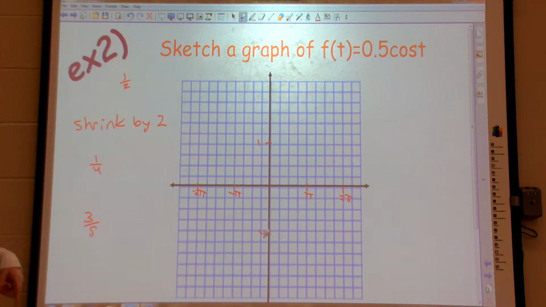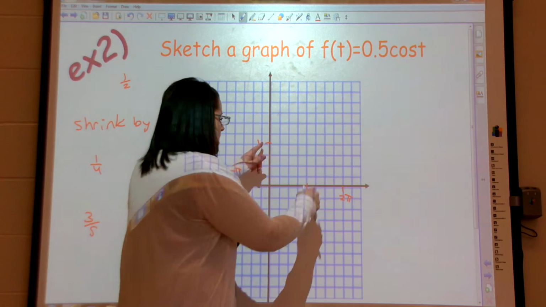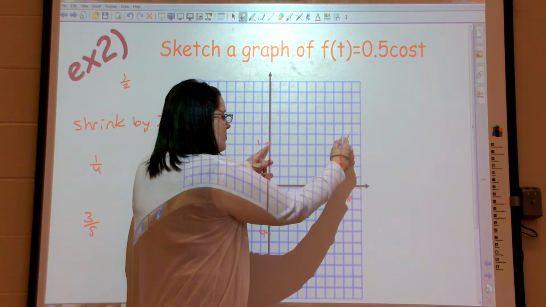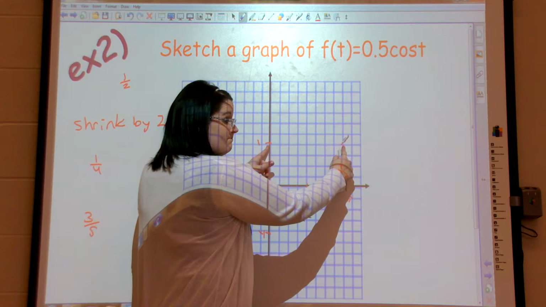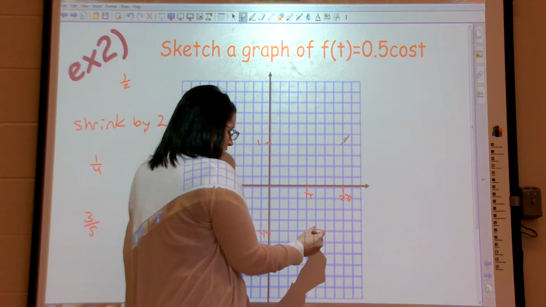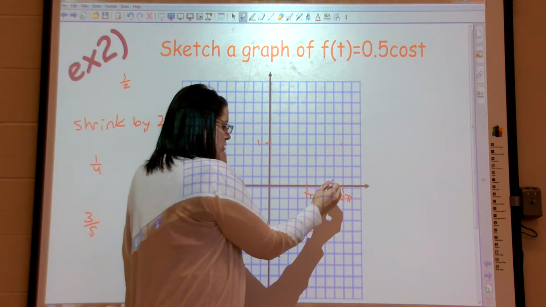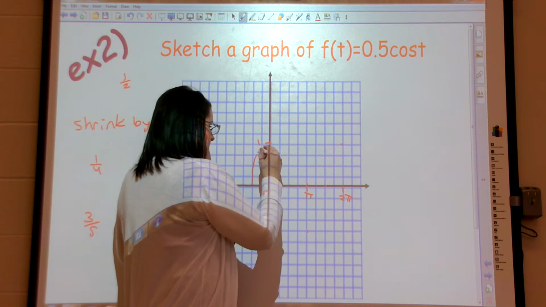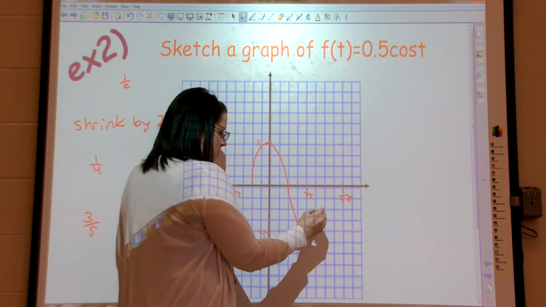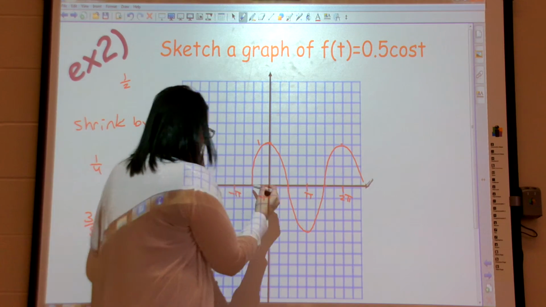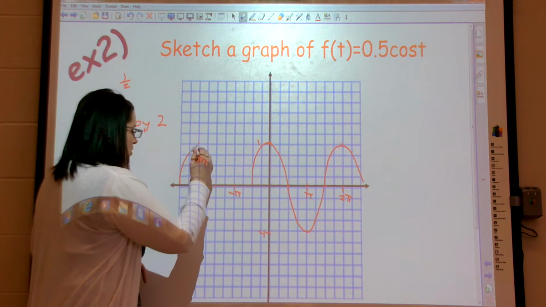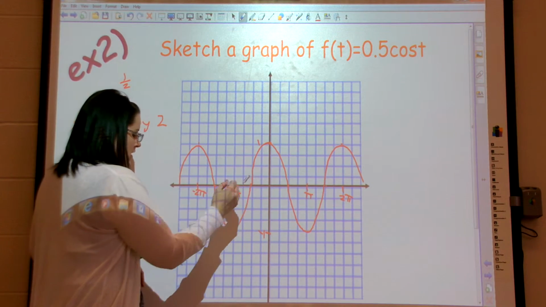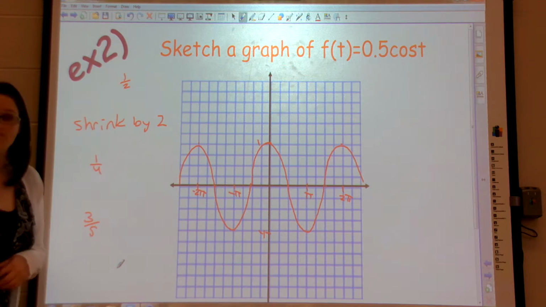Okay, cosine starts and ends where? 1. Up at 1. Halfway in between, where's cosine? -1. Halfway in between there are zeros. Woo, you guys need to study. Like I said, if you don't know your cosines, it's going to be rough. You can't pass the chapter.